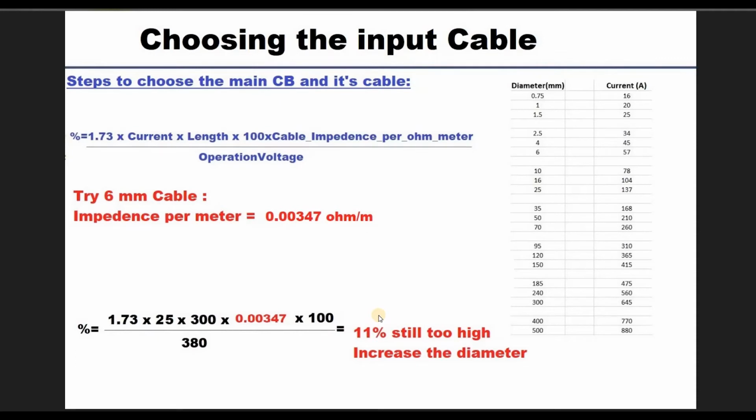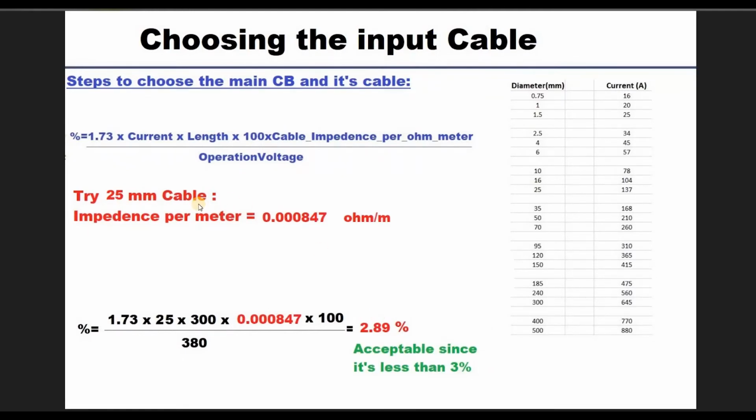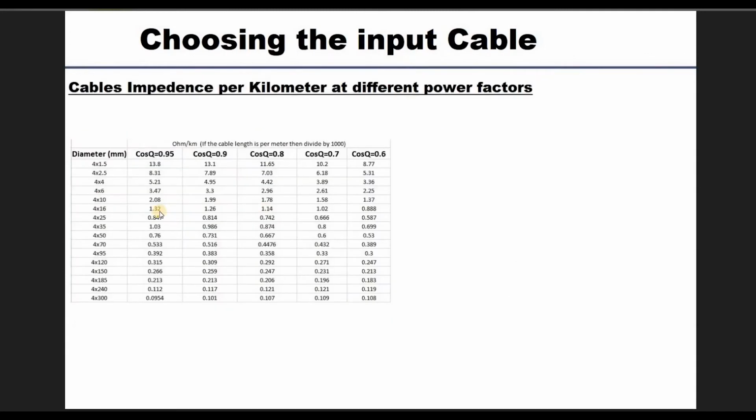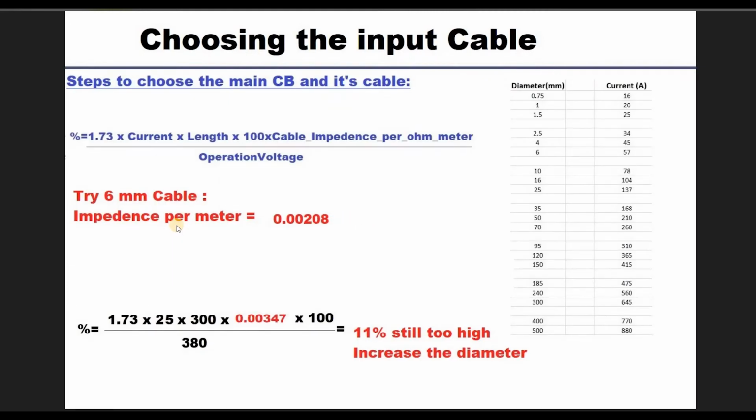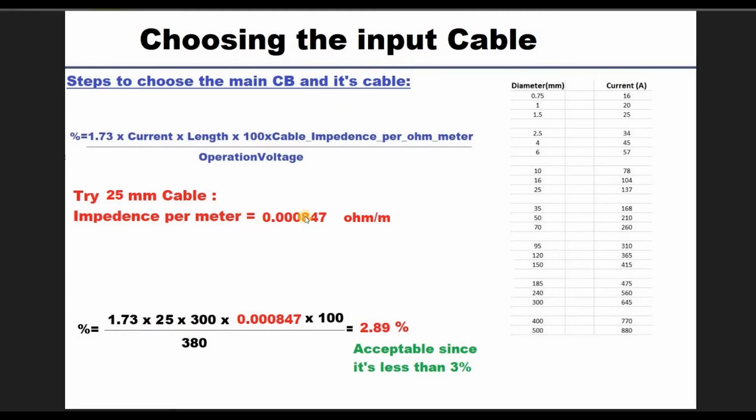Still, it's too high. We need to drop it to 3%. So let's increase the cable diameter further. Let's now choose a 25 millimeter cable. For 25 millimeters, if we take a look here, it has 0.847, so it is 0.000847 ohm per meter. If we apply it, we get 2.89%. So it is acceptable because it's less than 3%. So now we have agreed that we need a 25 millimeter cable.